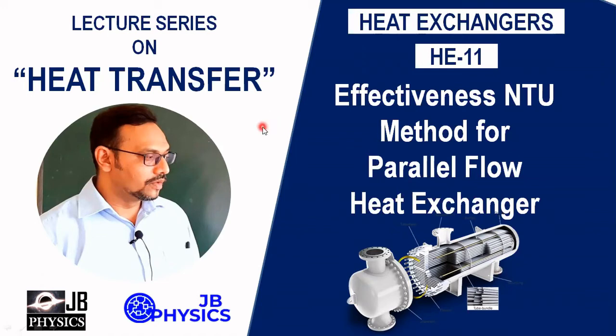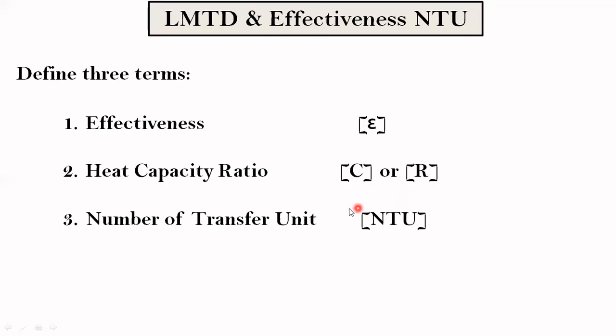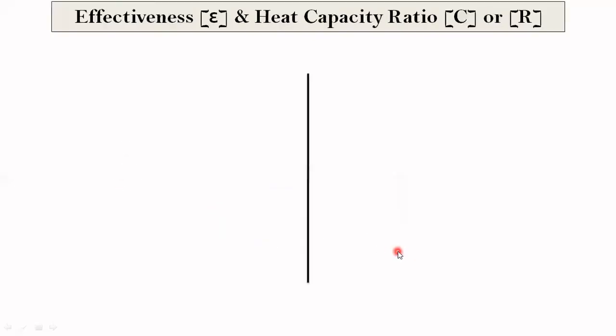In this lecture, we will derive the expression for effectiveness for a parallel flow heat exchanger. To derive the effectiveness expression, first we have to understand three parameters: effectiveness, heat capacity ratio, and number of transfer units, that is NTU. So let's recall how to write down the effectiveness and heat capacity ratio.